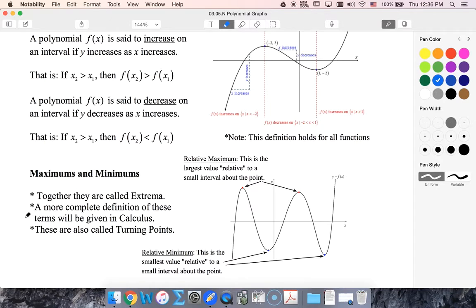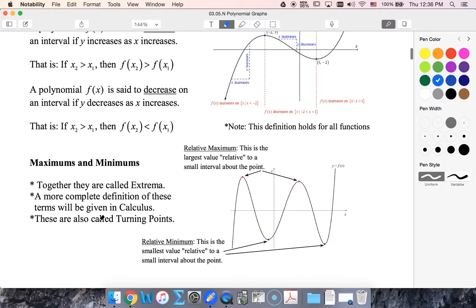Once we get into calculus, we'll talk about them more and find ways to find them algebraically using calculus, but right now we're going to use our calculator to help us determine the maxes and mins. We can also refer to these as turning points.